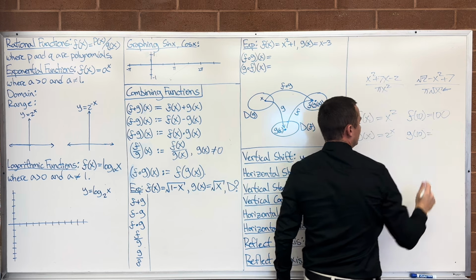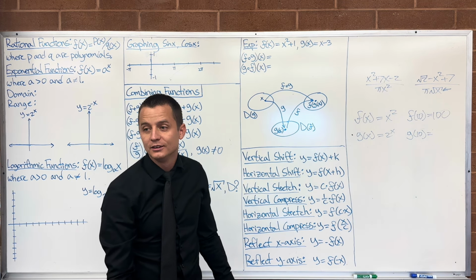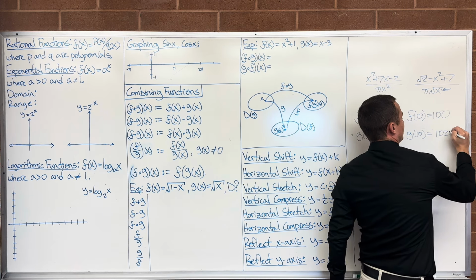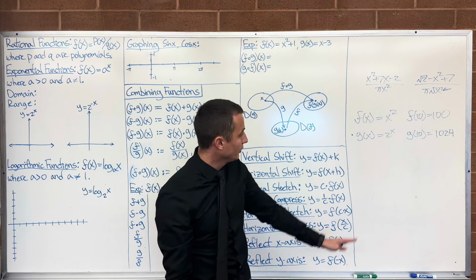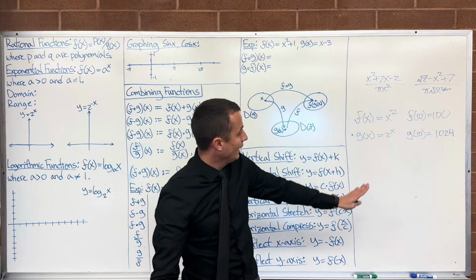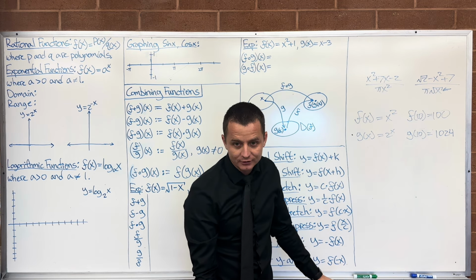2, 4, 8, 16, 32, 64, 128, 256, 1024, something like that. 1024. Or in other words, it's 2 times 2 times 2 times 2 times 2, 10 times. Exponentials grow way faster than power functions.